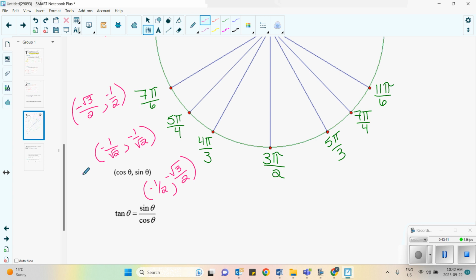3 pi over 2. Quadrant 4, what's going to be negative? The y this time.